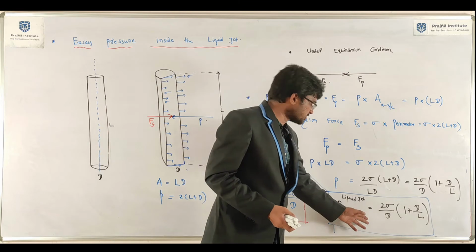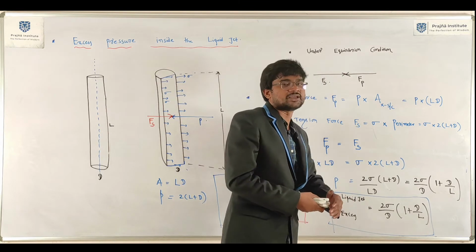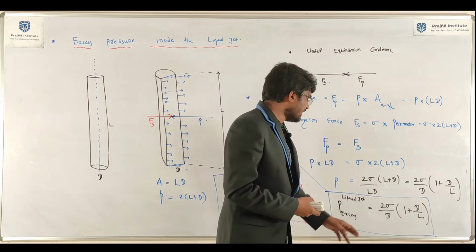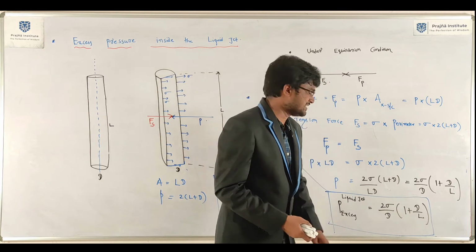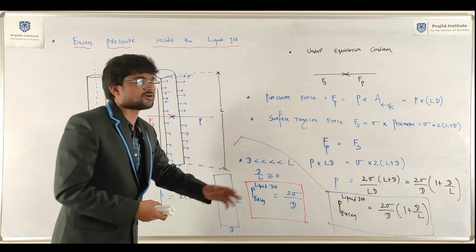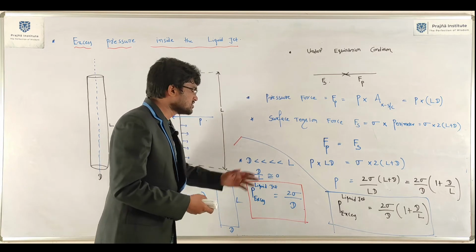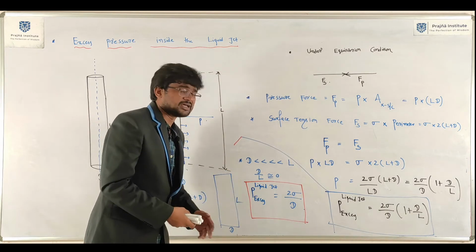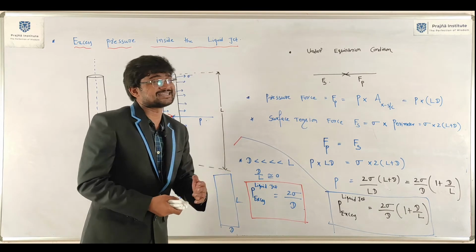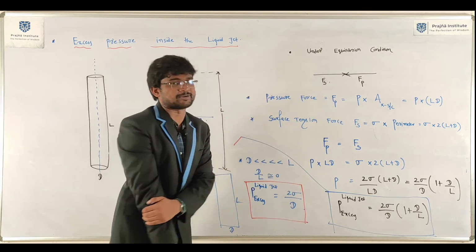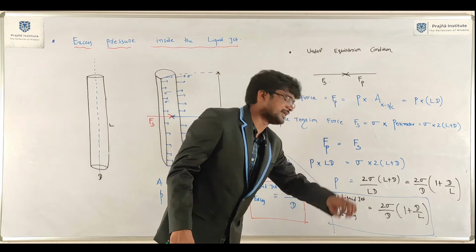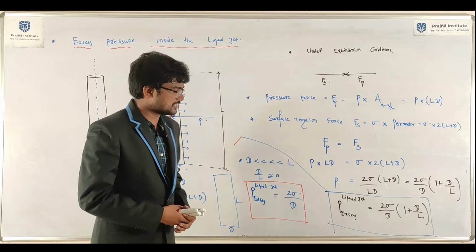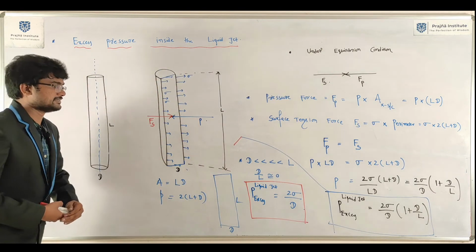Finally, you got a beautiful expression for excess pressure inside the liquid jet. It is a gauge pressure, the pressure above the atmospheric pressure, and 2 sigma by d into 1 plus d by L. Here, diameter of the liquid jet is far less than the length of the liquid jet. That is why we can neglect d by L. Everybody knows this expression, but initially we need to prove it. Then after, we need to neglect d by L. That is the procedure. We need to follow the fundamentals.